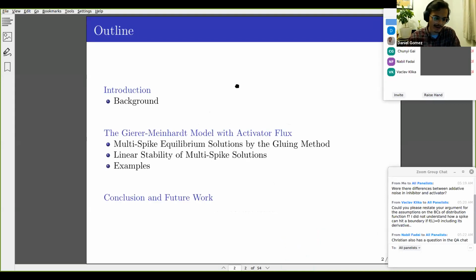Very, very brief outline of what I'll talk about. I'll start by giving some background and motivation for looking at the specific problem, and then we'll jump right in and actually talk about this Gierer-Meinhardt model.